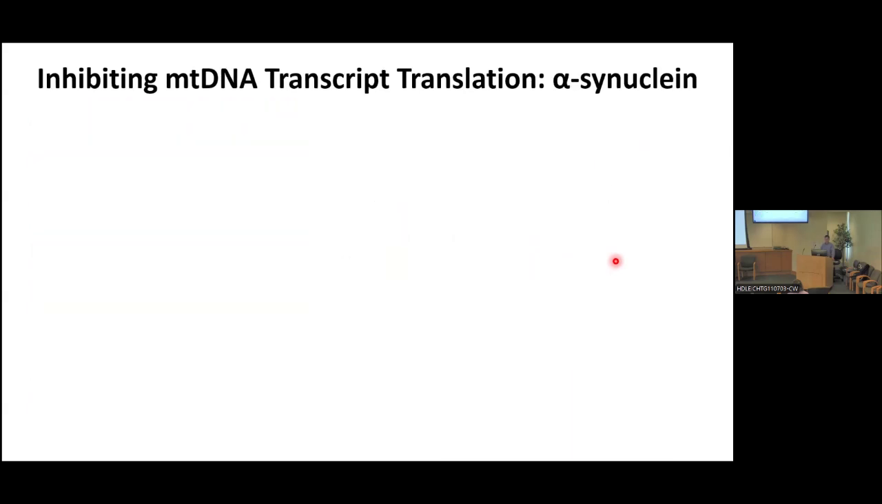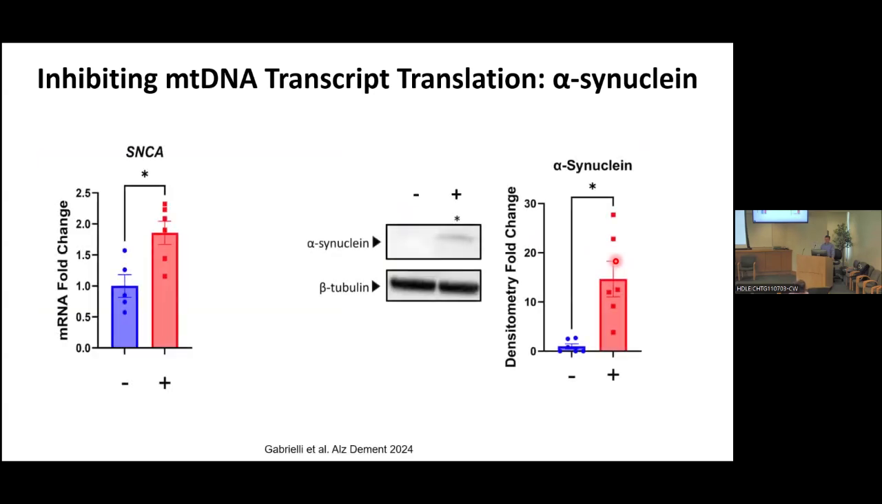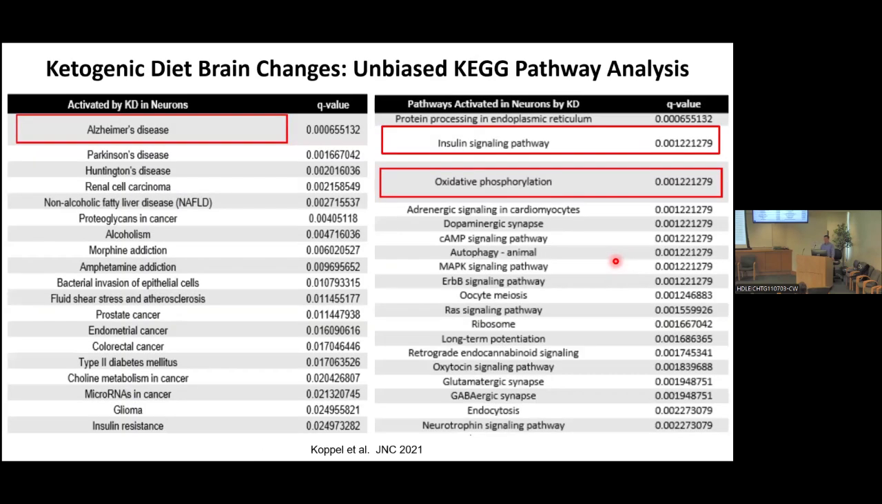And just to throw in there, we believe that we're seeing a general problem with proteostasis. Alpha-synuclein mRNA levels go up, and alpha-synuclein protein begins to accumulate within the neurons as well. Okay. So in the last few minutes, I'm going to transition to talk a little bit about therapeutic implications. So our group is very interested in manipulating energy metabolism in mitochondria for therapeutic purposes in Alzheimer's disease.